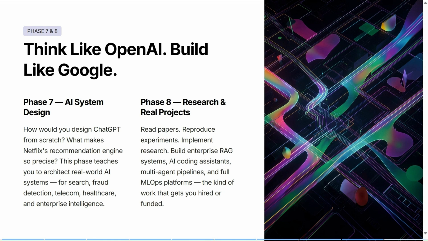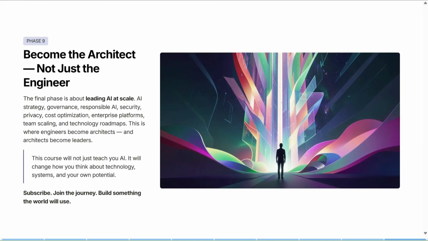And phase 8 will be research and real projects. We will be reading papers, reproducing experiments, implementing research, building enterprise RAG systems, AI coding assistants, multi-agent pipelines, and a full MLOps platform. The kind of work that gets you hired or funded. And on this journey, in phase 9, you already become an architect, not just an engineer. And the final phase is about leading AI at scale: AI strategy, governance, responsible AI, security, privacy, cost optimization, enterprise platforms, team scaling, and technology roadmap. This is where engineers become architects and architects become leaders.